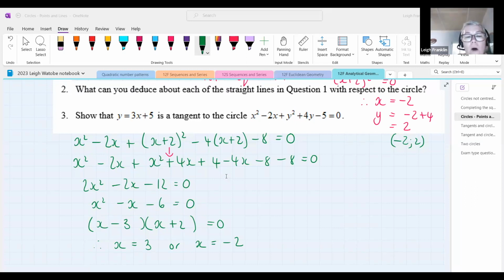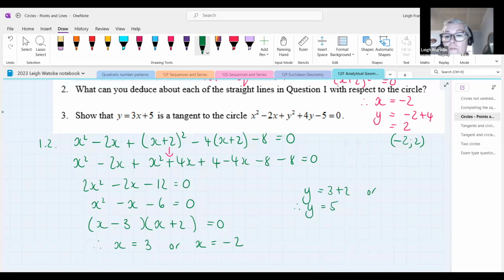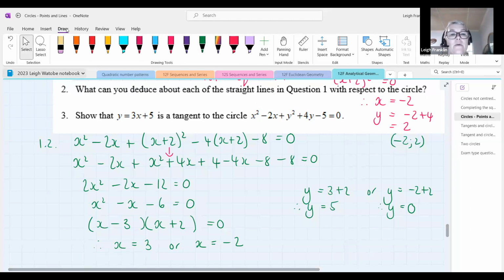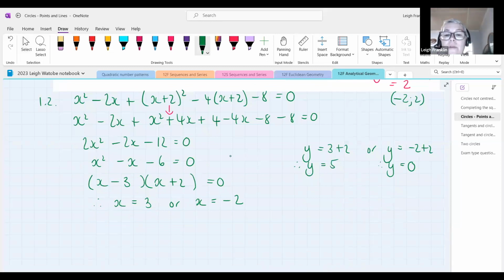And then how did you solve for y? I say y is equal to 3 plus 2 is equal to 5, or y is equal to minus 2 plus 2 is equal to 0. Lovely. Then the coordinates are 3 and 5, and minus 2 and 0. Well done, Lisa. That was absolutely perfect. I could not have said it better.